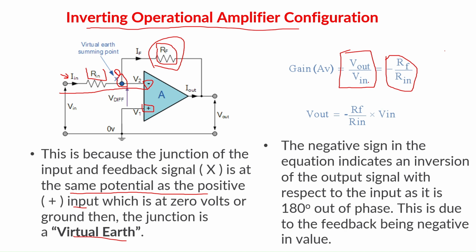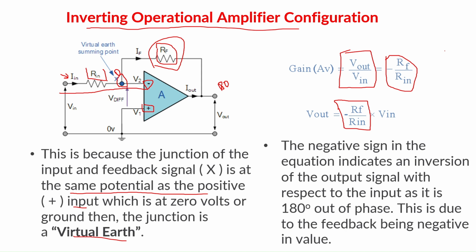The negative sign indicates that there is an inversion between the output and the input. The negative sign in the equation indicates an inversion of the output signal. There is a phase shift of 180 degrees between the output and input, denoted by this negative sign, minus RF by Rin into Vin. This is the inverting operational amplifier.